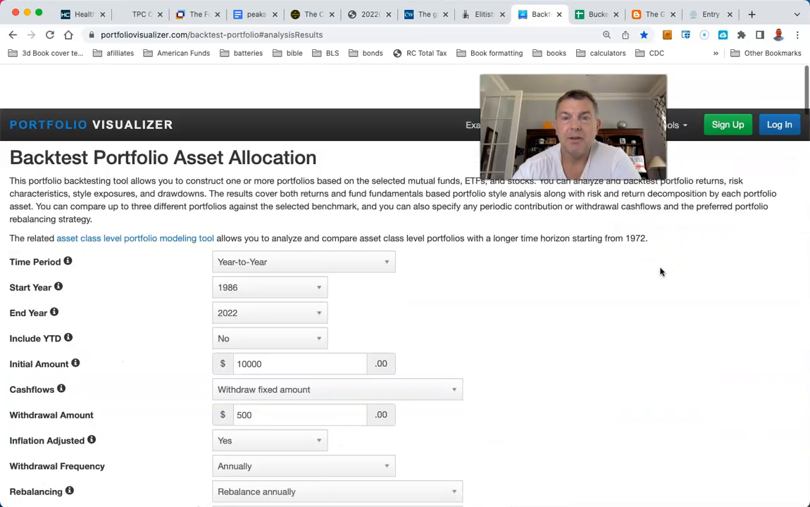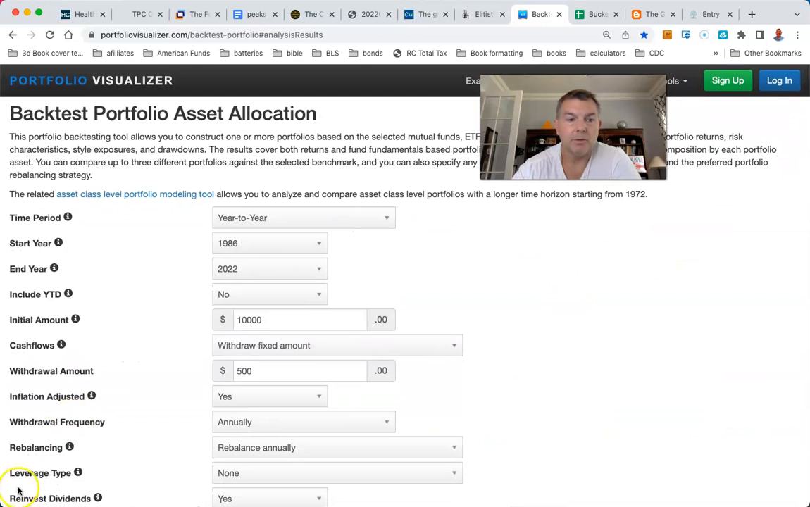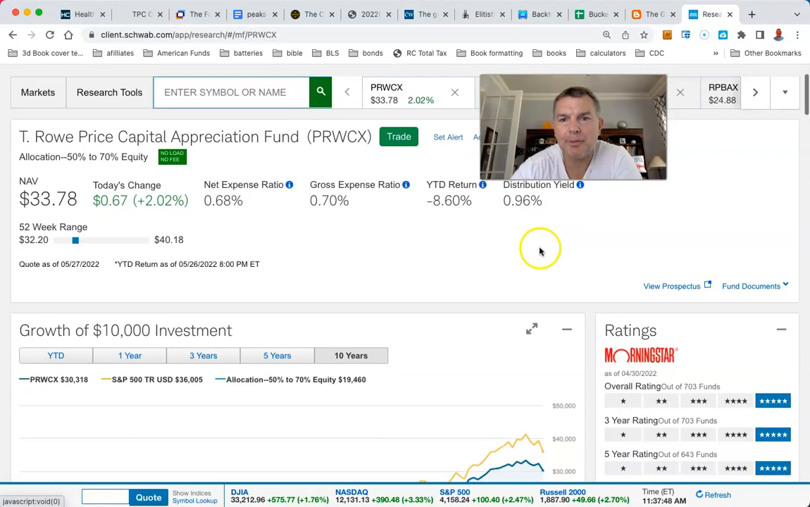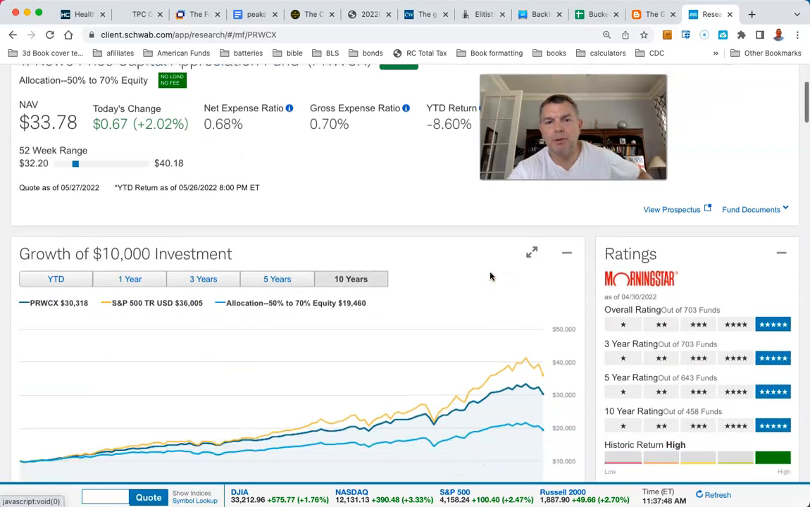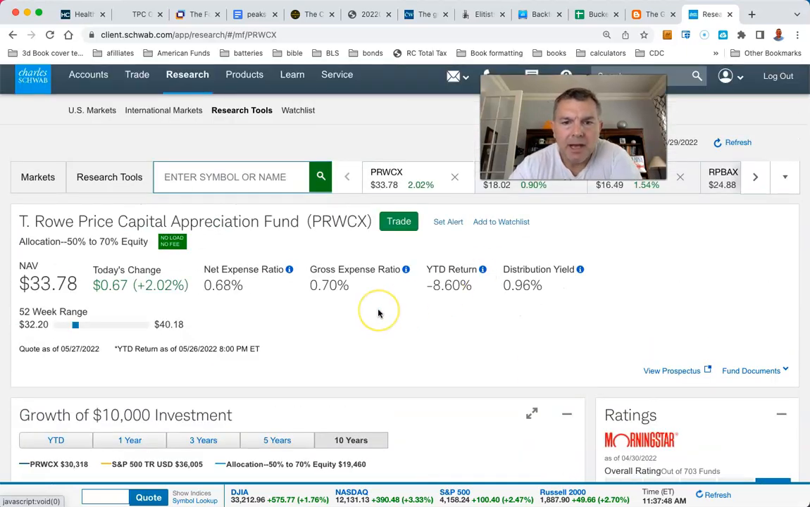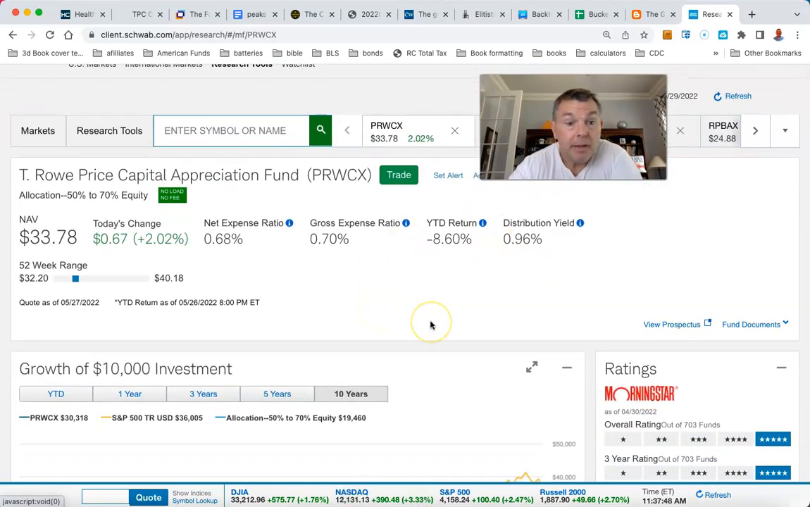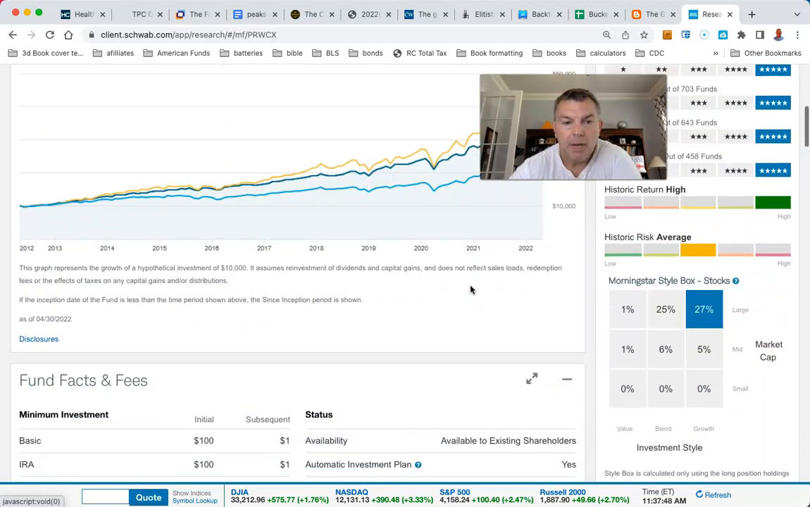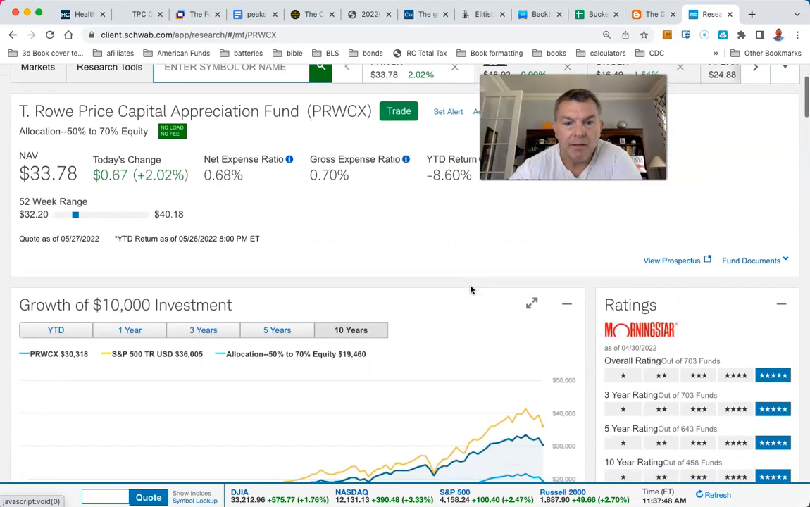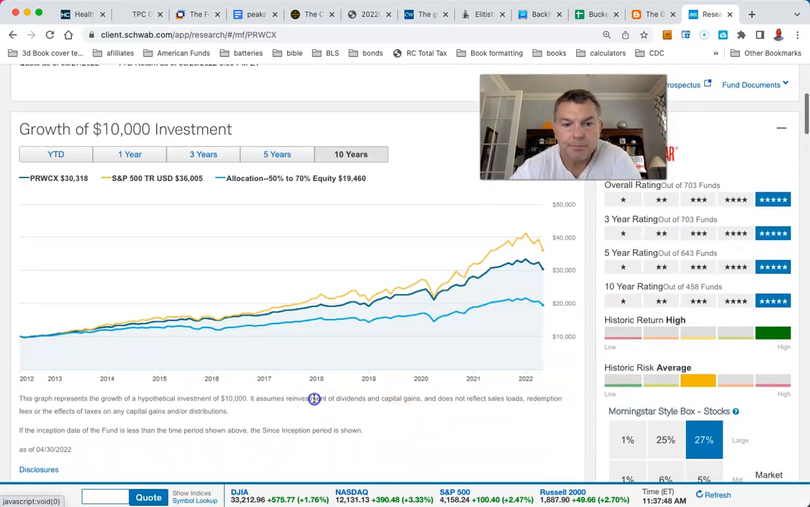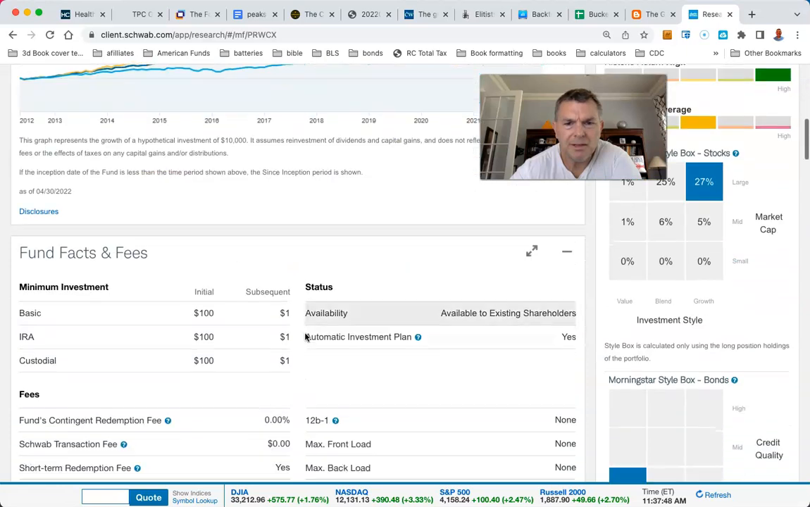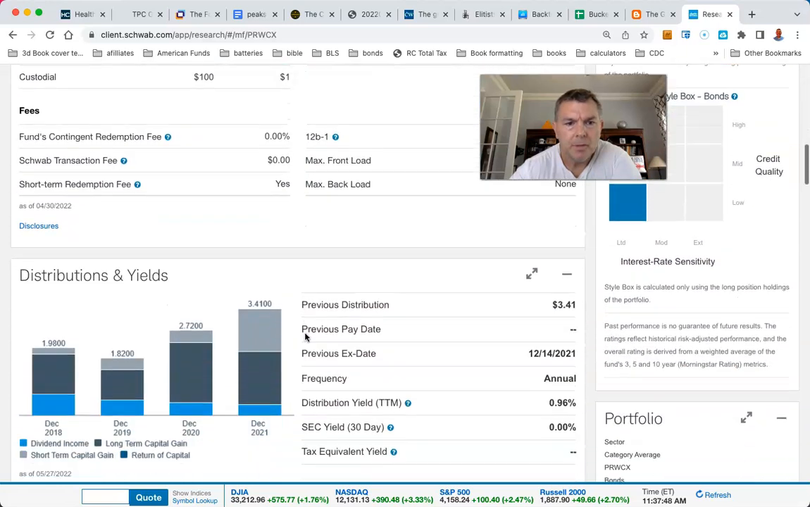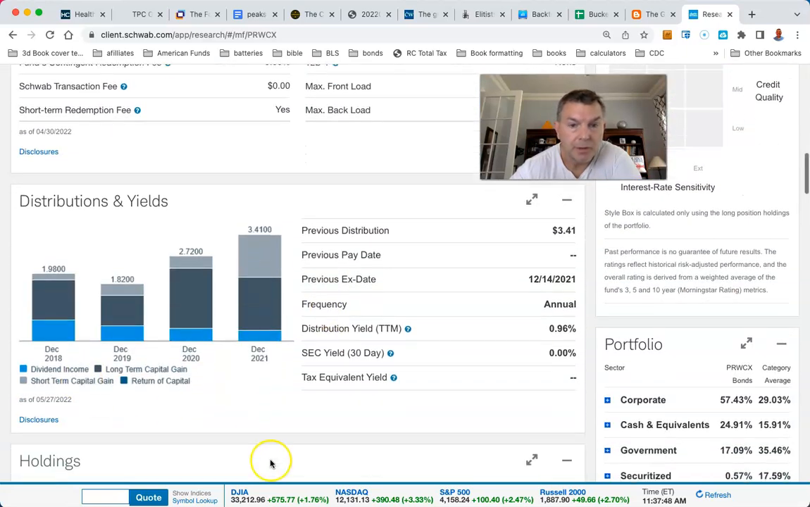Let's just see, well, hold on a second, we'll show up. So right now it's paying a 0.96% distribution yield on this guy. Down 8.6% as of Friday's close. Expense ratio is a little bit more than twice that of the Wellington. I just want to see if we can find dividends here. Does it give me dividends? I thought it did. Maybe not. All right, here we go. Distribution yields. All right, cool.